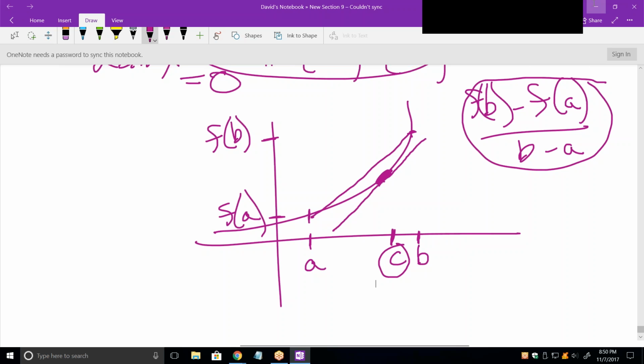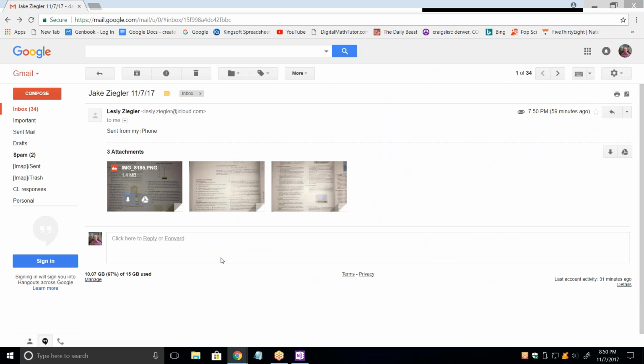Oh, yeah, I have some in the book. I took a picture of it. Okay, go ahead and send it to me real quick. It's there. Okay, which one is it? Second picture, I think.